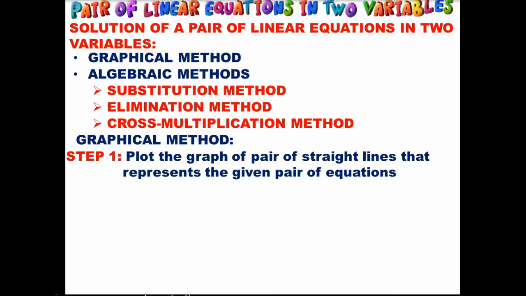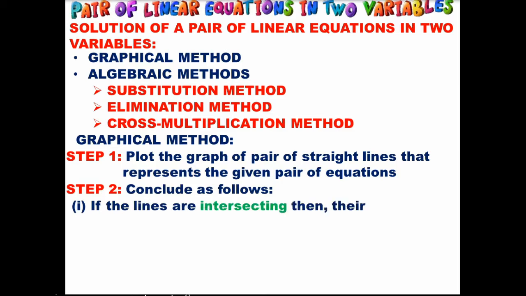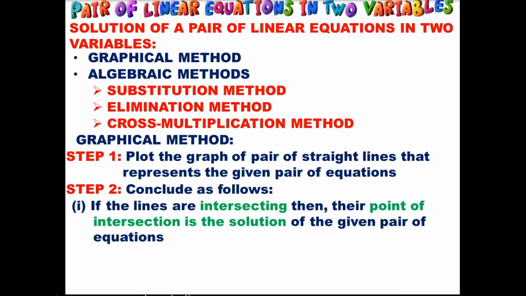After drawing these straight lines, we will conclude by seeing the straight lines itself. So we'll conclude as follows. See, if the lines are intersecting, then the point of intersection gives us the solution of the given equations, right? So if the lines are intersecting, they will intersect at a point definitely, and that point is the solution of the given set of equations.